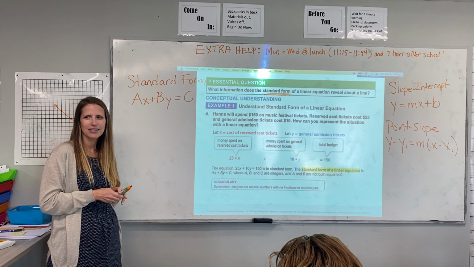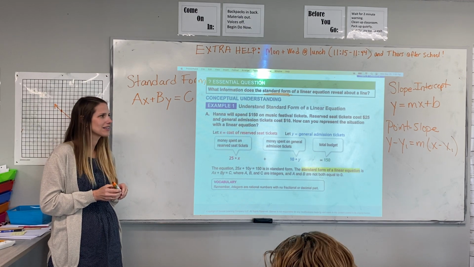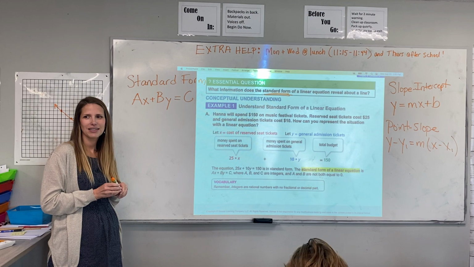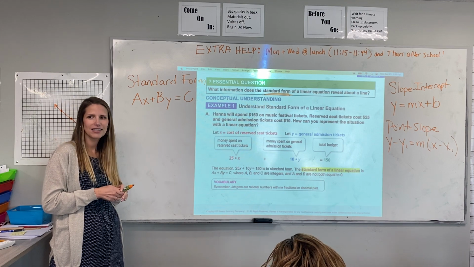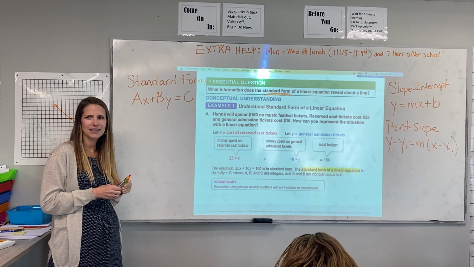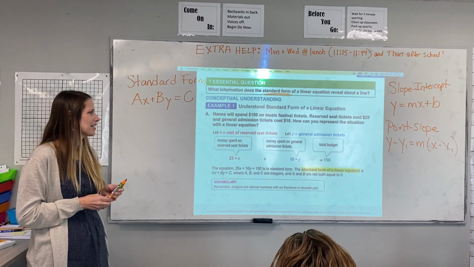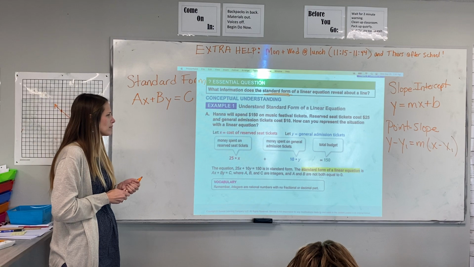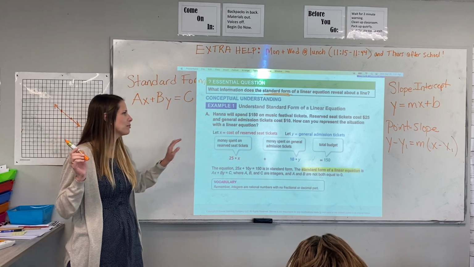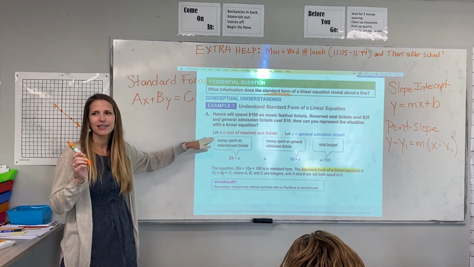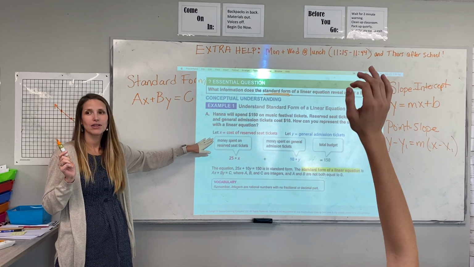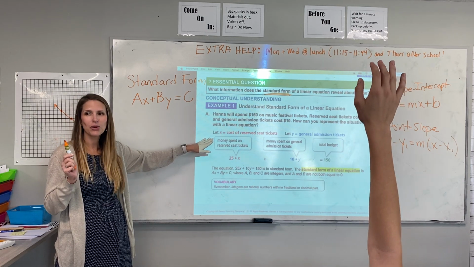Right. So it says that reserved seat tickets are 25. And then it says X is the cost of reserved seat tickets. Then it replaces the B with 25. Tell me what word is wrong here. X? No. Oh! You're so close.